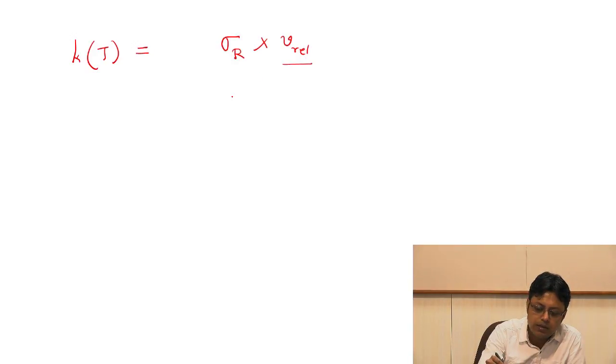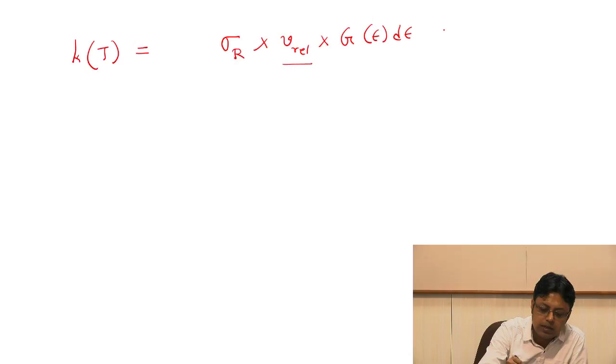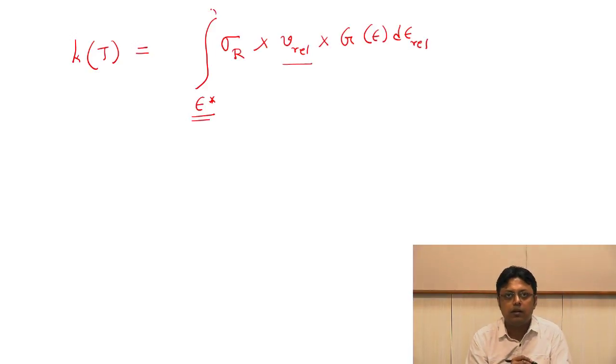And then we are integrating, taking an average over all the energies that give me a reaction, and that will be the total rate constant. However, this happens only when the relative energy has a minimum value of epsilon star and goes to infinity. So that integral we have to solve right now.